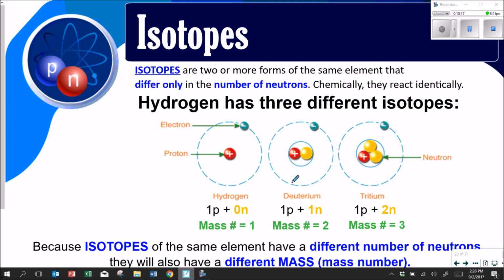Isotopes are two or more forms of the same element that differ only in the number of neutrons. Chemically, they react identically because we still have the same element. So for example, hydrogen has 3 different isotopes.